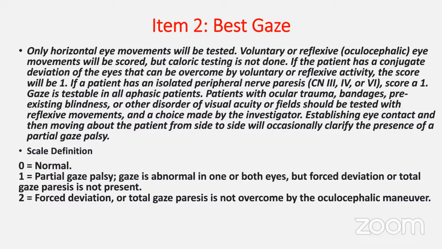Here we give 0 if normal. We will give 1 point if there is partial gaze palsy. We will give 2 points if there is forced deviation.